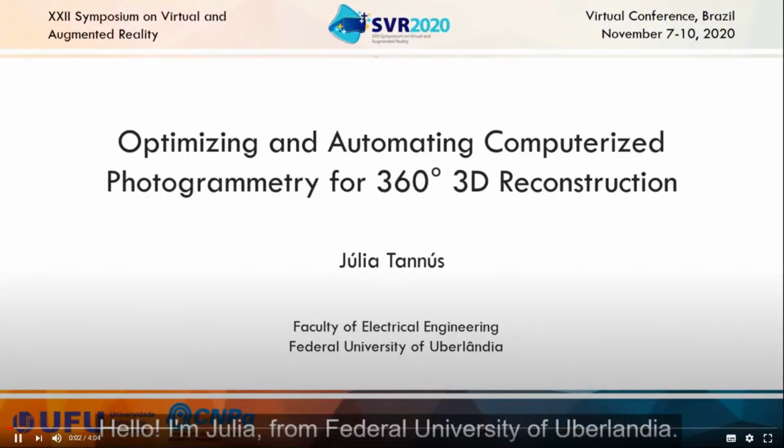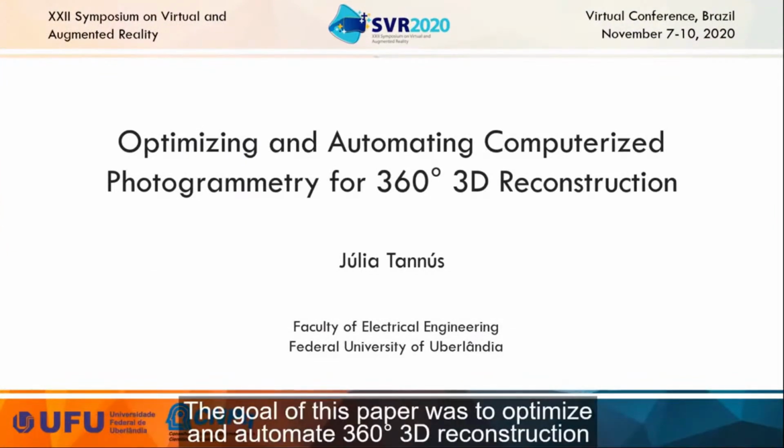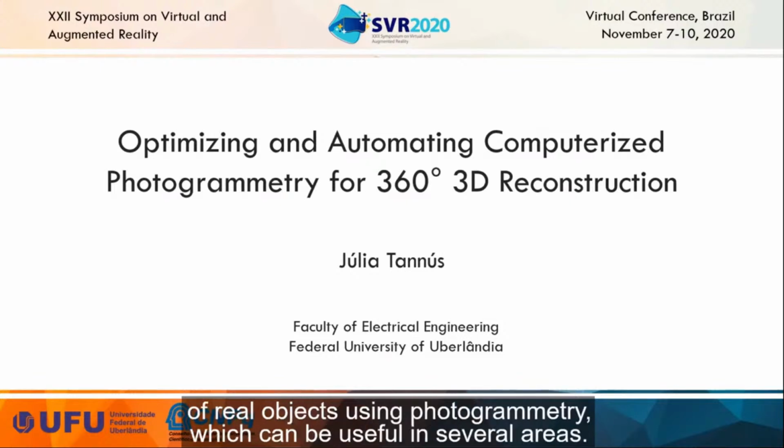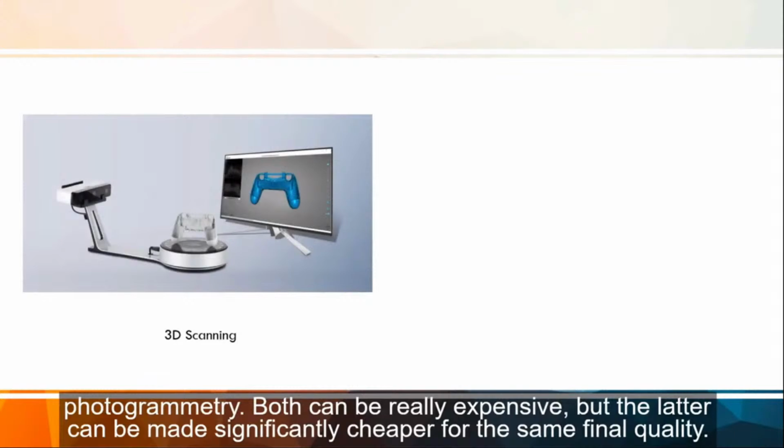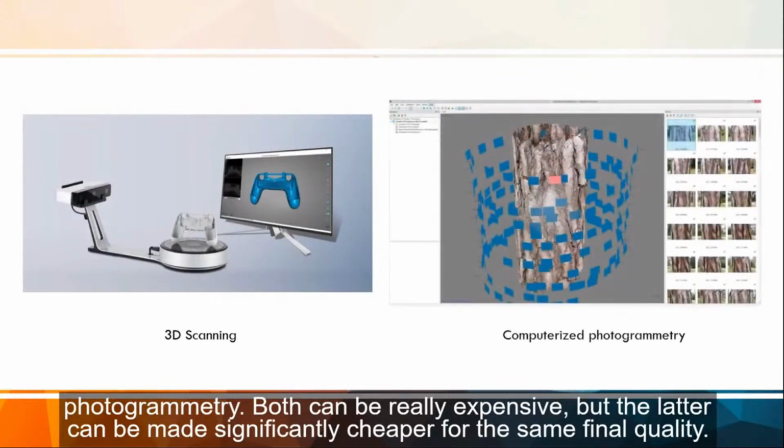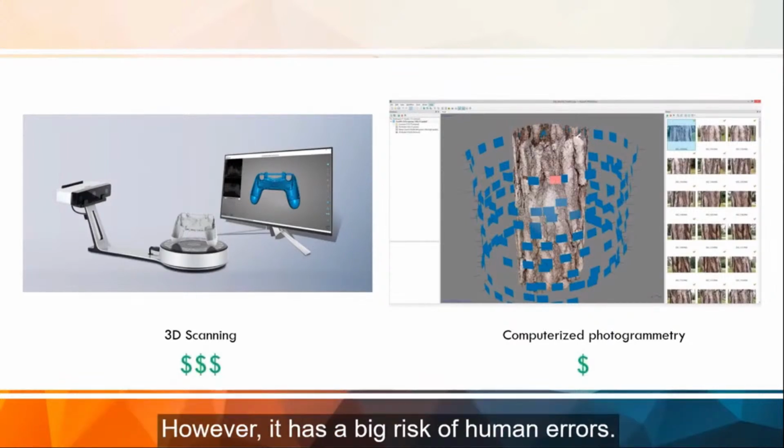Hello, I'm Julia from Federal University of Uberlândia. The goal of this paper was to optimize and automate 360-degree 3D reconstruction of real objects using photogrammetry, which can be useful in several areas. Among the techniques for 3D reconstruction are 3D scanning and computerized photogrammetry. Both can be really expensive, but the latter can be made significantly cheaper for the same final quality. However, it has a big risk of human errors.